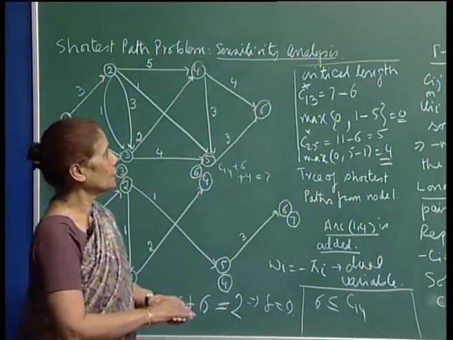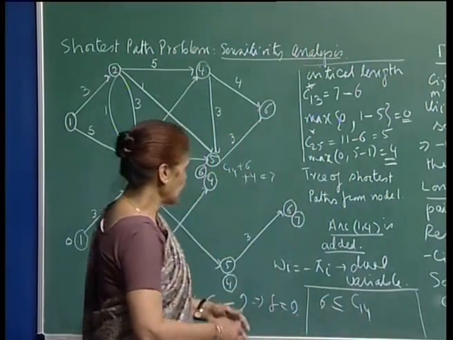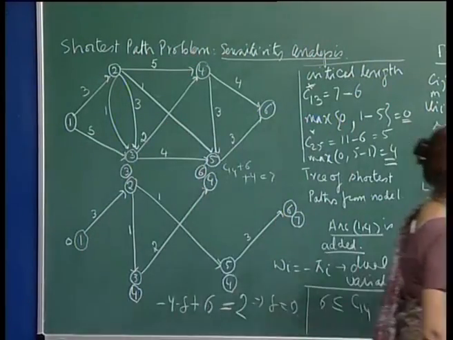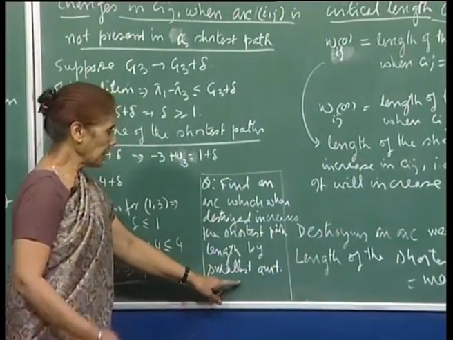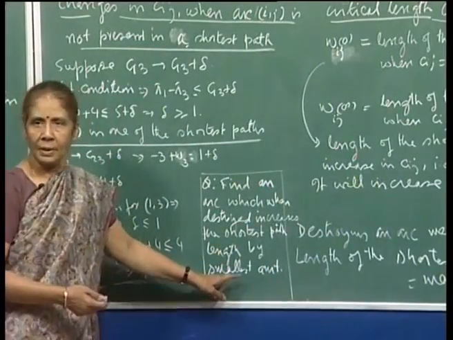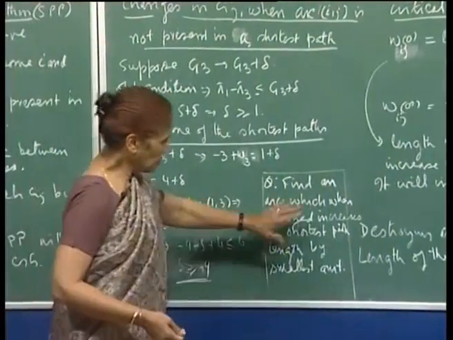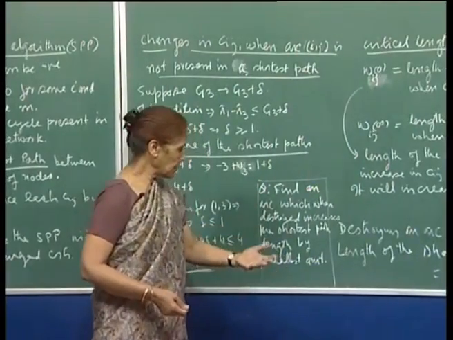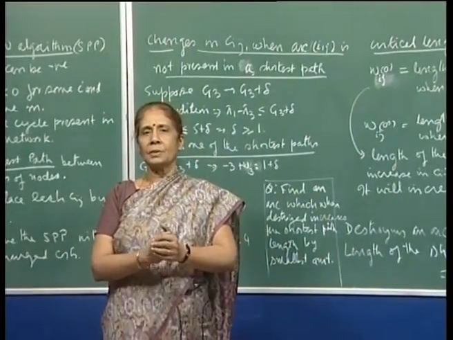So, the question that one wants to ask through this analysis is: find an arc which when destroyed increases the shortest path length by the smallest amount. And the opposite question can also be asked: destroying which arc gives the maximum increase in the shortest path, and so on. So, these kinds of questions can be asked.